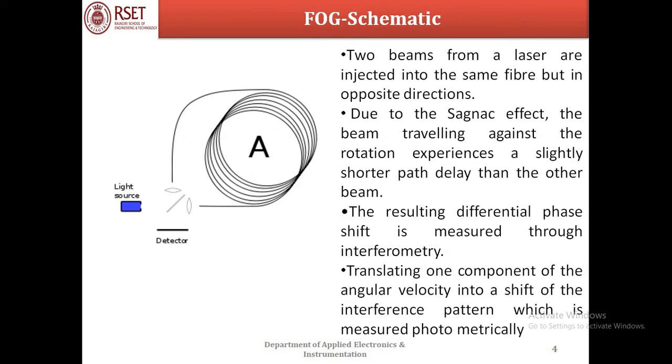This shows the schematic of fiber optic gyroscope. Two beams from a laser are injected into the same fiber but in opposite directions. Due to the Sagnac effect, the beam traveling against the rotation experiences a slightly shorter path delay than the other beam. The resulting differential phase shift is measured through interferometry, translating one component of the angular velocity into a shift of interference pattern which is measured photometrically.